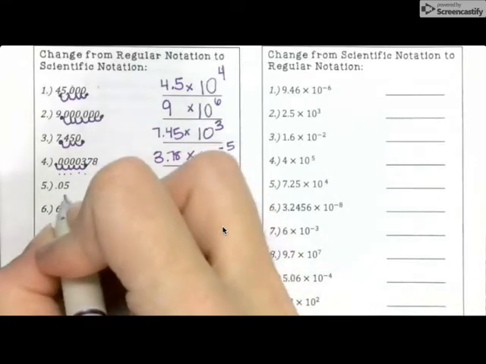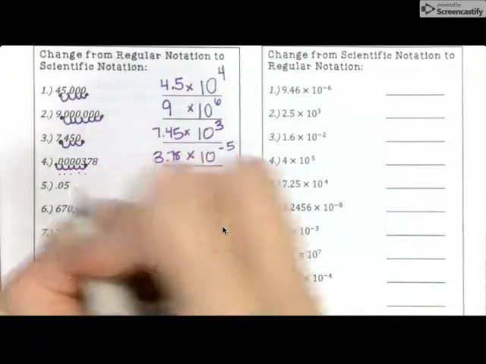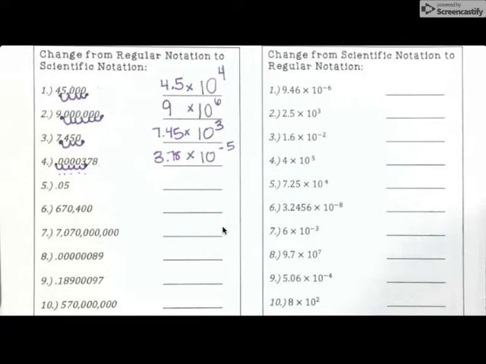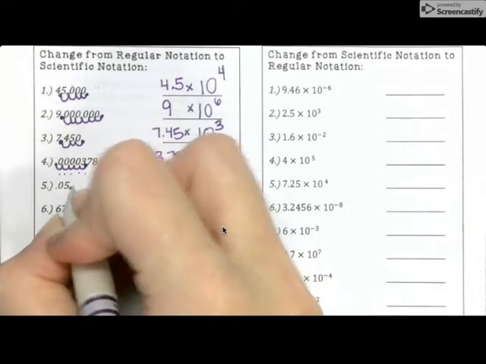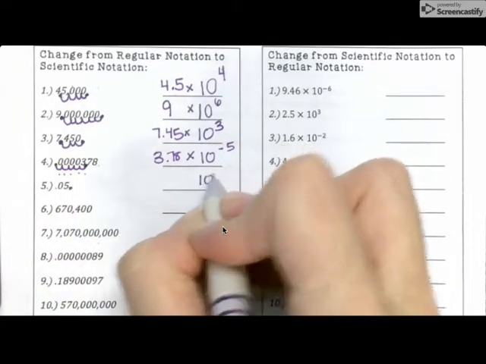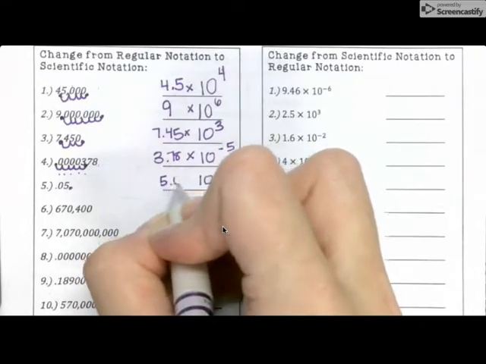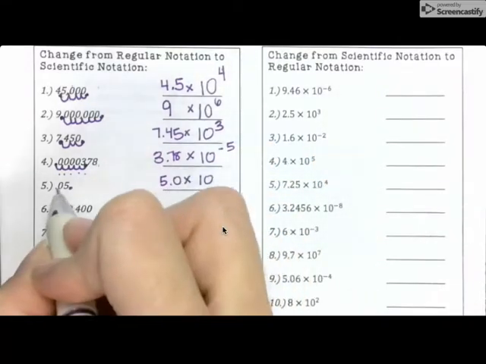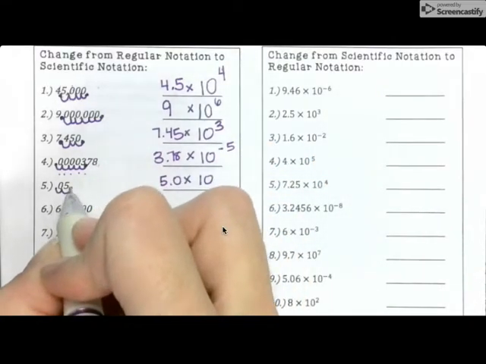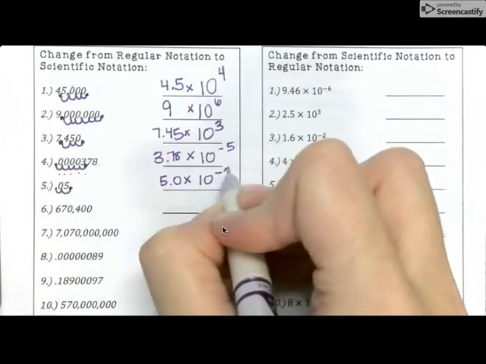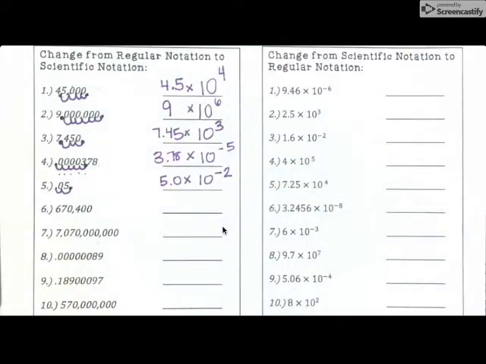Okay, so we're going to do the same thing here. Where does my decimal need to go? After the 5. And it is being moved 2 times, so it's going to be -2. Okay, I want you to try the second half of this on your own. Let me know if you need help.